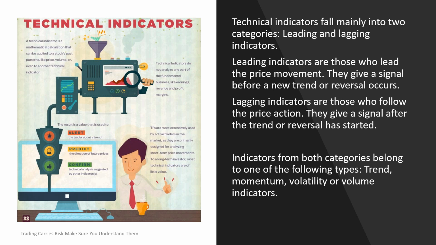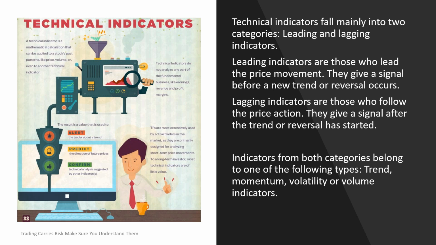Leading indicators are those who lead price movement. They give a signal before a new trend or a reversal occurs. Doesn't guarantee it's going to happen. They just give you a signal. Think of them almost as an alert. Where lagging indicators are those who follow the price action. They give a signal after the trend or reversal has started, or they are a confirmation.